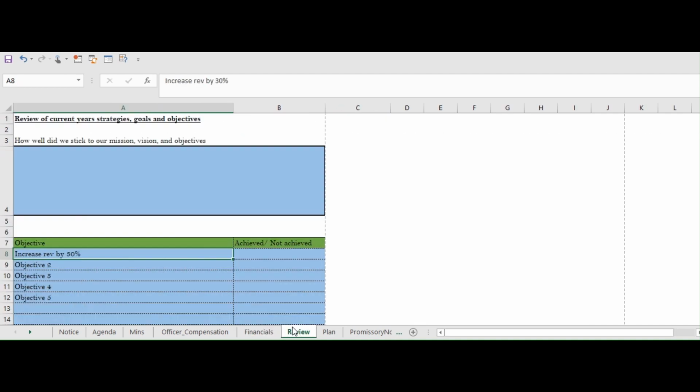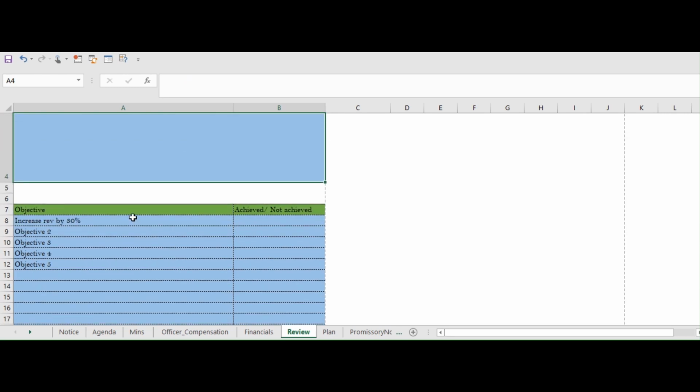Then the other thing you want to do is review your mission, vision, objectives. Are you sticking to it? Are you away from it? What were the goals you set at your last year's meeting? Did you achieve it? Did you not achieve it? So just go ahead and write the goal, achieved, not achieved. You talk about it. Why wasn't it achieved?